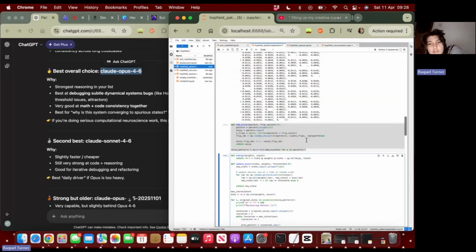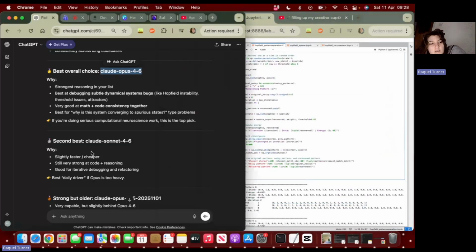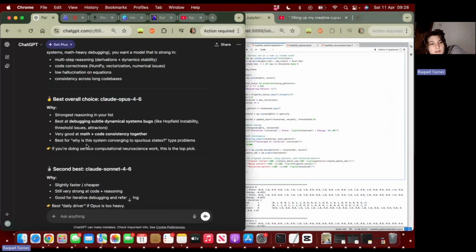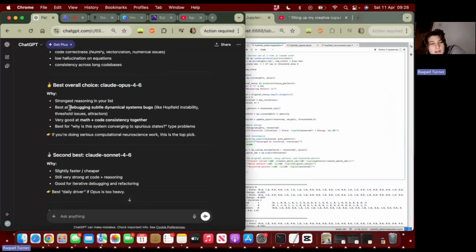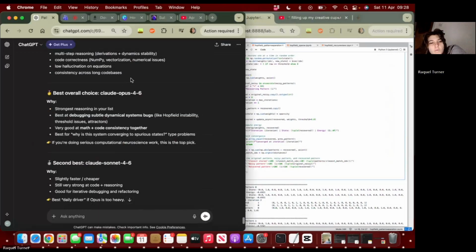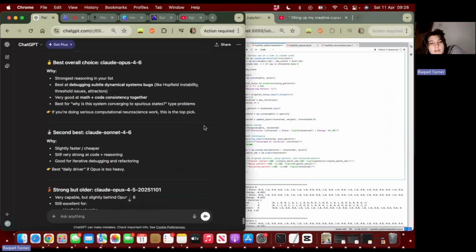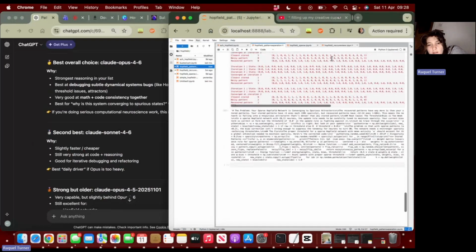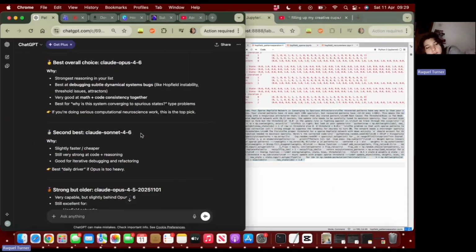So I thought I would change the model I'm using. I was using Claude Sonnet, which is apparently cheaper, but I thought I would use Claude Opus because apparently it's really good at debugging subtle dynamical systems bugs. I feel like I've been going back and forth, and obviously something is wrong here. So this is the first information I've gotten from Claude Opus, I think. So I'm gonna try it.